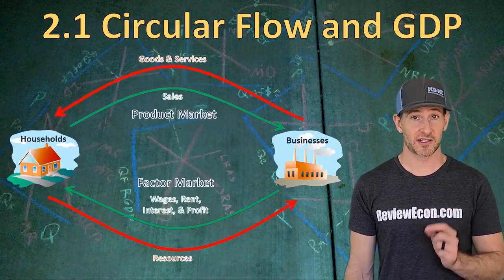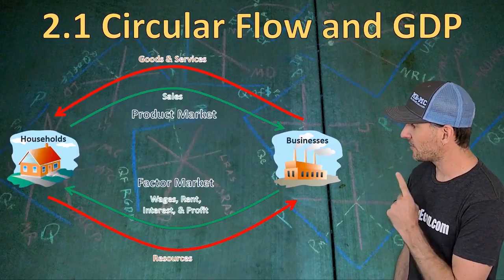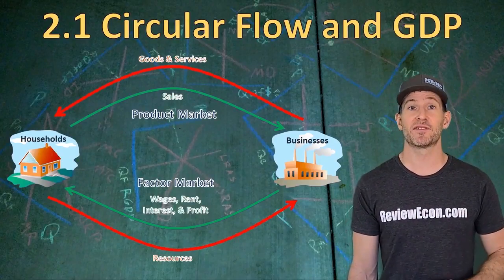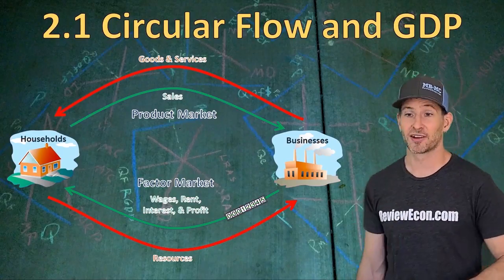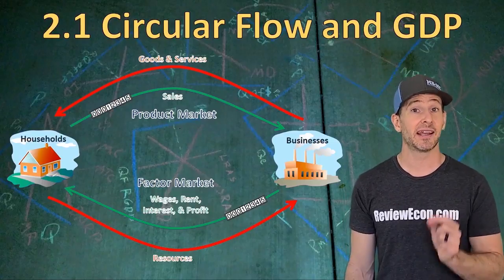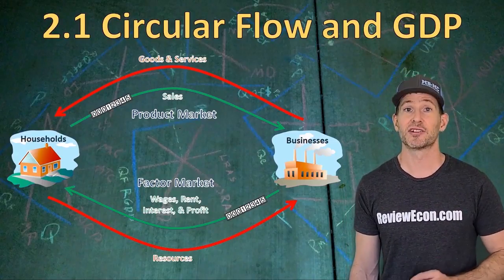Gross domestic product is a way of calculating the economic activity within this circular flow diagram. We have a couple of different methods. One of those deals with calculating in the factor market, and the other two deal with calculating GDP in the product market. Let's look at those more closely now.